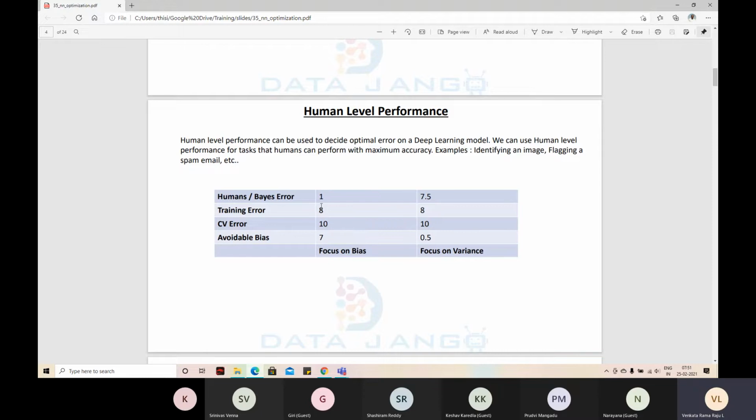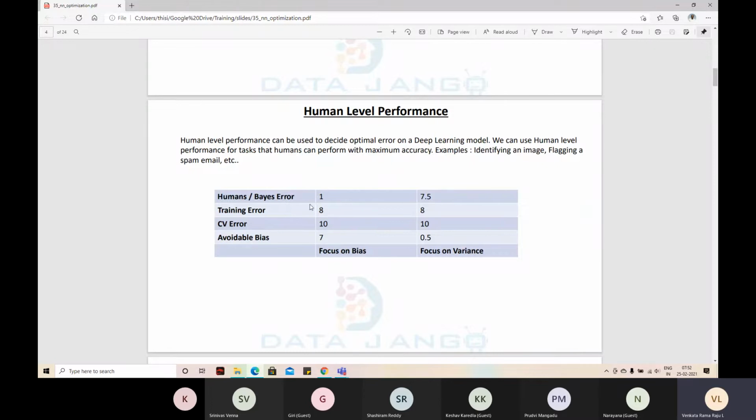So this is one example: 1, 8, 10, 7 is one model, and this is another model: 7.5, 8, 10, and 0.5 are the scores of another model. So human error on the first data set is 1. That is, out of 100 pictures, the human identifies 99 correctly and 1 wrong. On the training set, the model gets 8 as error. On cross validation, it gets 10 error. The avoidable bias is 7.